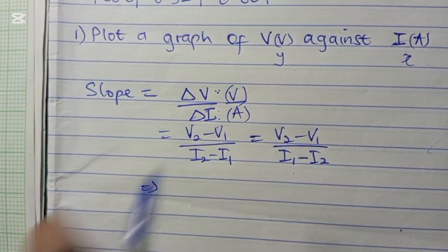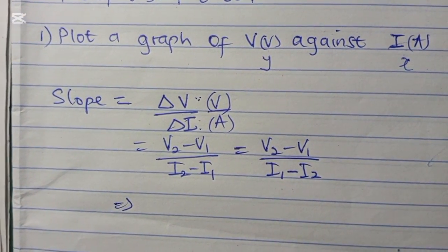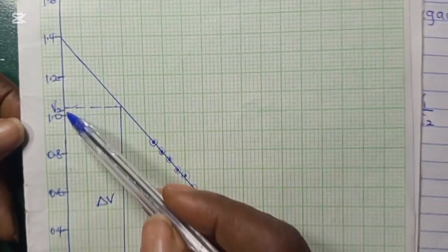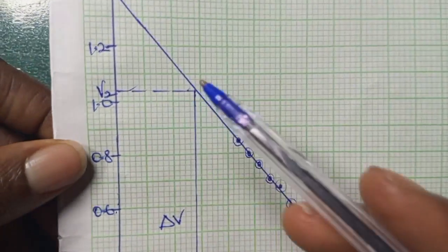All right, let's go. So what's my V2? You come to this place and find your value. This is 1.0, 1.2, and 1.4.